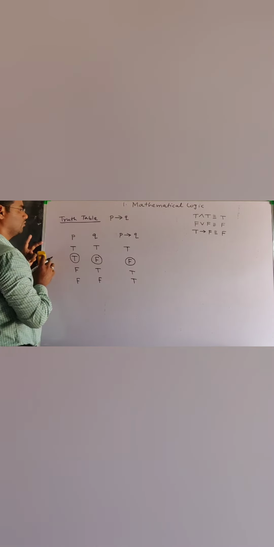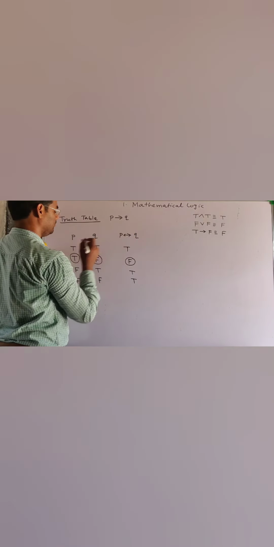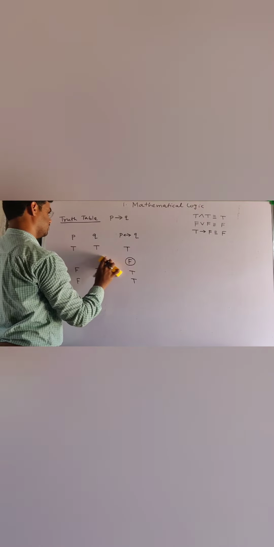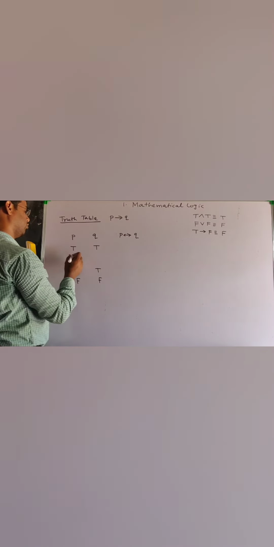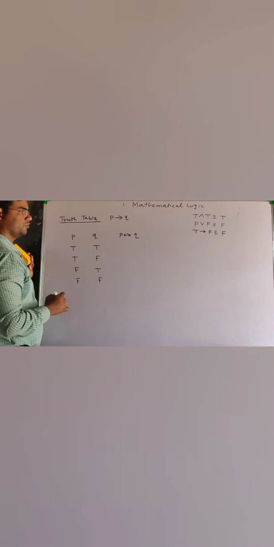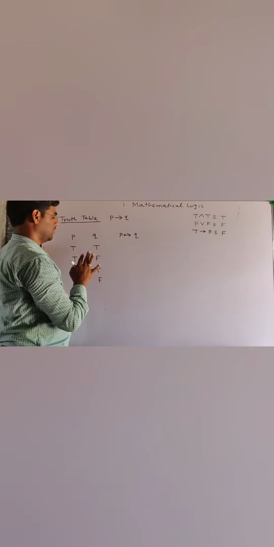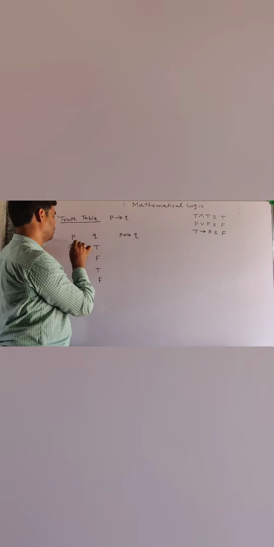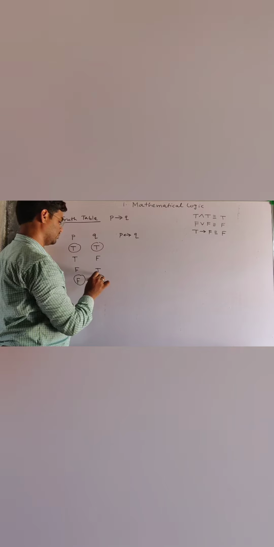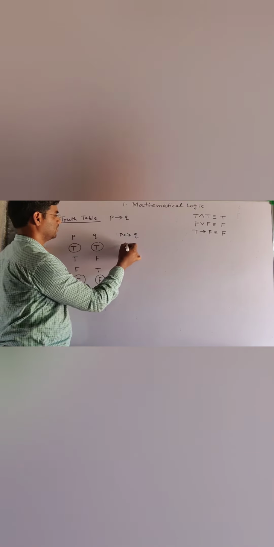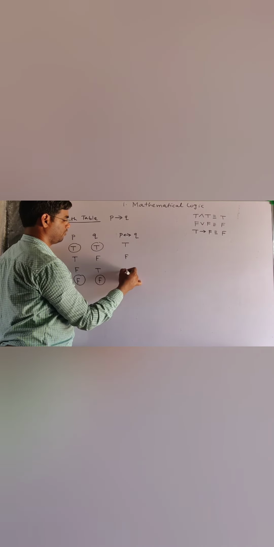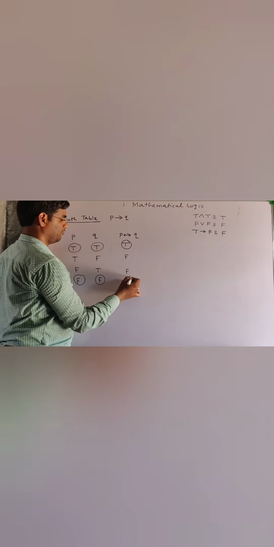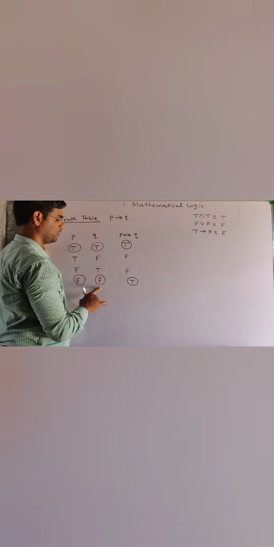Next, the truth table for double implication. Double implication means P implies Q and Q implies P. The entries are true, true, false, false and true, false, true, false. Double implication means that if both the statements are true or both are false, then only the resultant statement would be true. Otherwise, the sentence will be false.